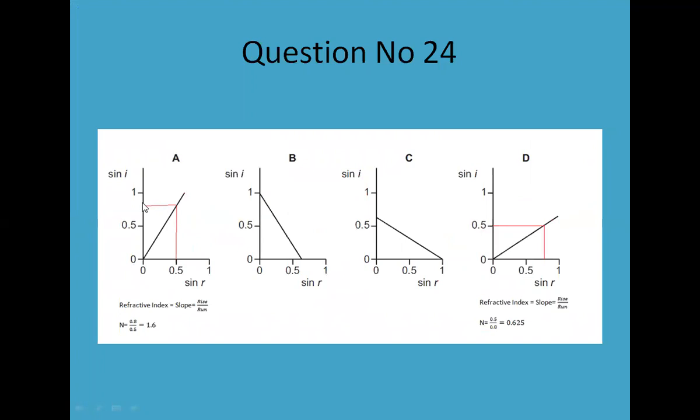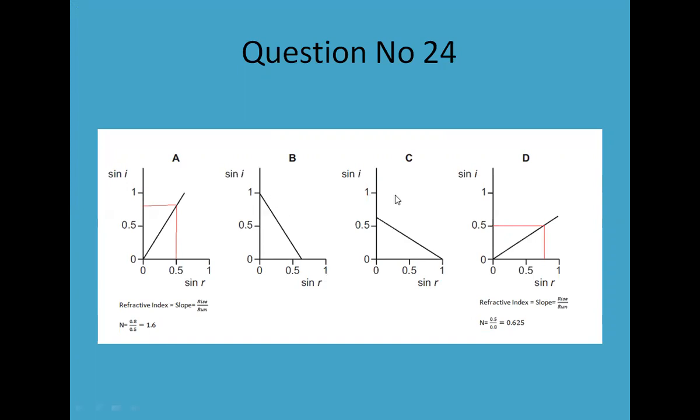So in option A, I have taken this point on the graph, its x value is 0.5, its y value is approximately 0.8. So you know the slope is rise divided by run. So the rise here is 0.8 and the run is 0.5. So 0.8 divided by 0.5, and the answer will be 1.6. This answer is very close to the actual refractive index of the glass.